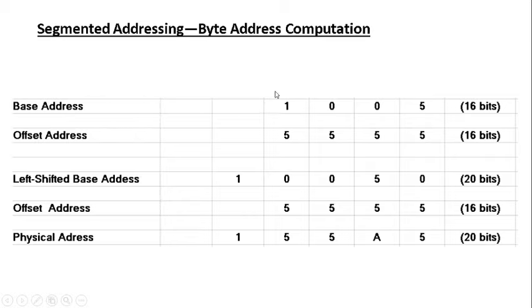Usually we would add the contents together, but we won't get a 20-bit address. So in order to get a 20-bit address, we left shift the contents of the base register, or the code segment register, by 1 hexadecimal place or 4 bits. So the value in the code segment register becomes 10050, which is 20 bits. Now add the contents of the offset register, the IP register, to that. So the effective address will be 155A5, which is a 20-bit address. This is what the 8086 designers came up with.